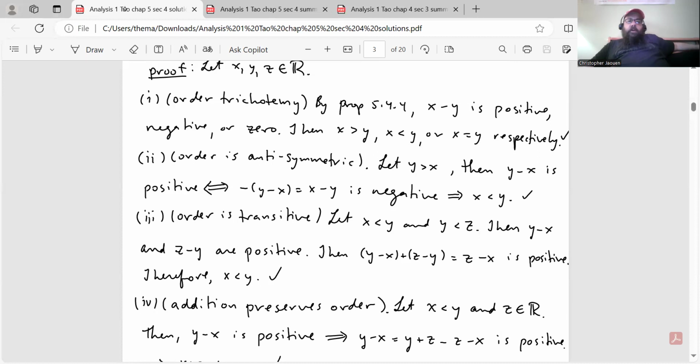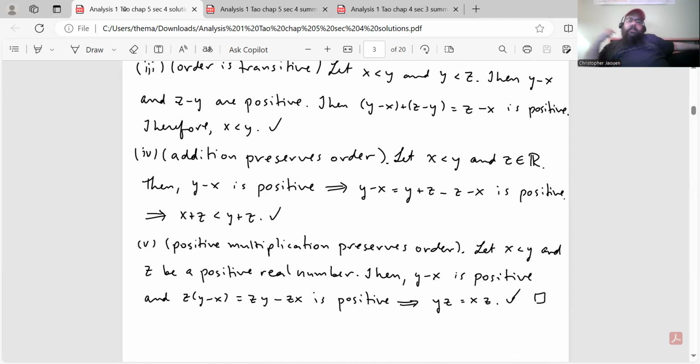Part two is order is anti-symmetric. Let y > x. Then y − x is a positive number if and only if −(y − x) = x − y is negative. That implies that x is less than y. Part three, order is transitive. Let x < y and y < z. Then y − x and z − y are positive. Then (y − x) + (z − y) = z − x is positive. Therefore x is less than z.